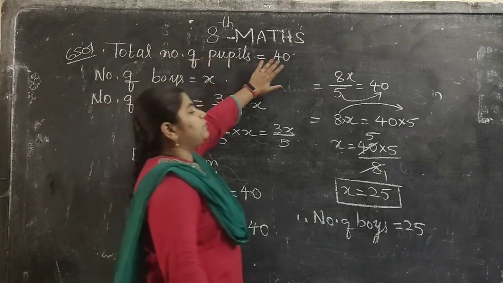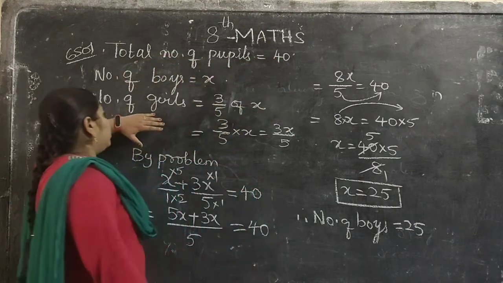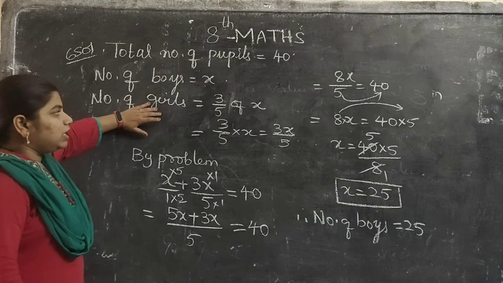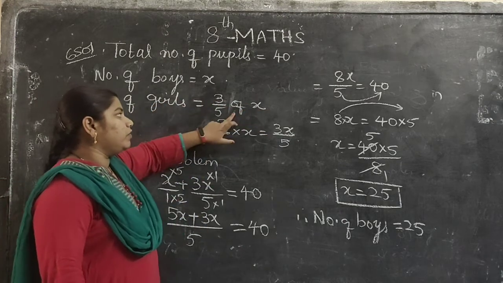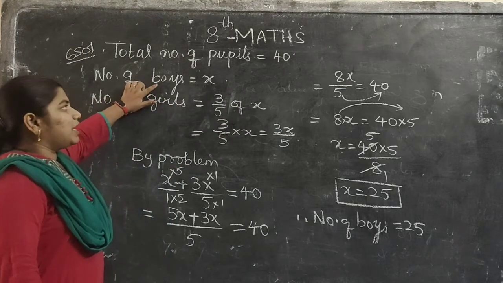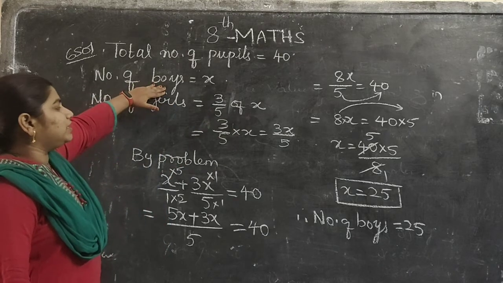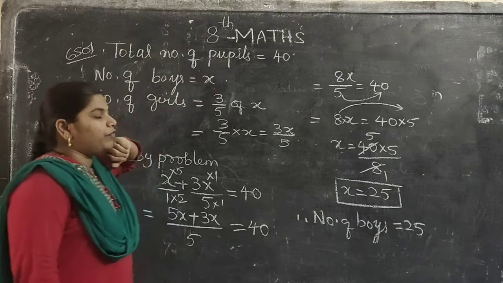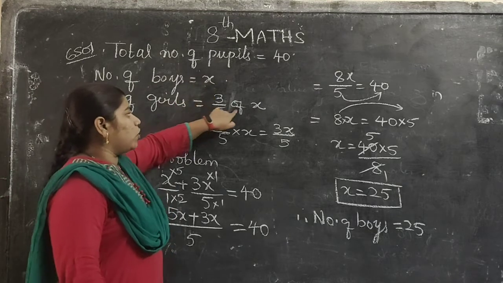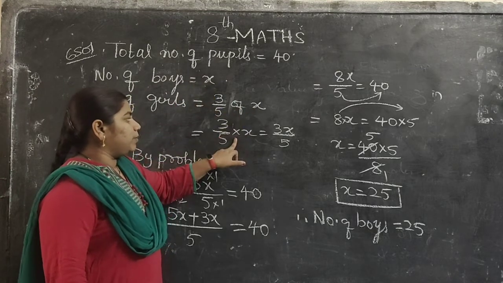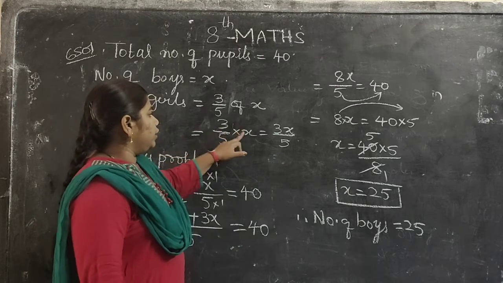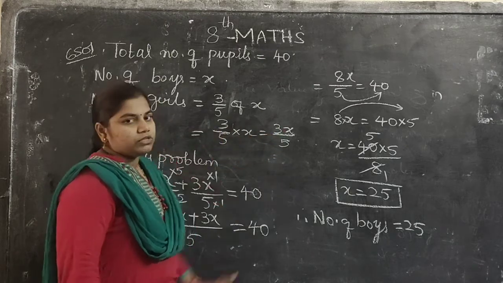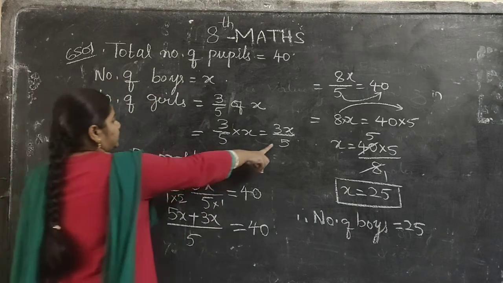Now once again you see the total strength. The total strength is 40. In that they told that number of girls is 3/5 of boys. So 3/5 of how many boys are there? We don't know. So we are taking it in the form of x. So 3/5 of x. Of is nothing but multiplication. So 3/5 into x. 3 into x is 3x/5. So we got number of girls as 3x/5.